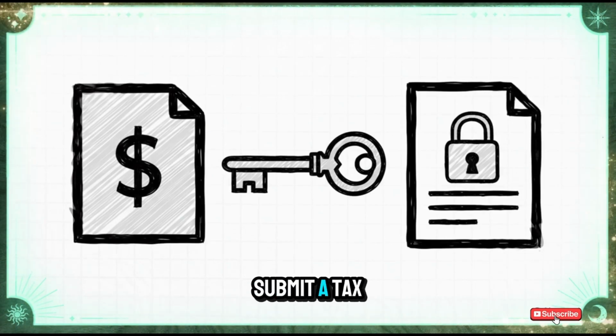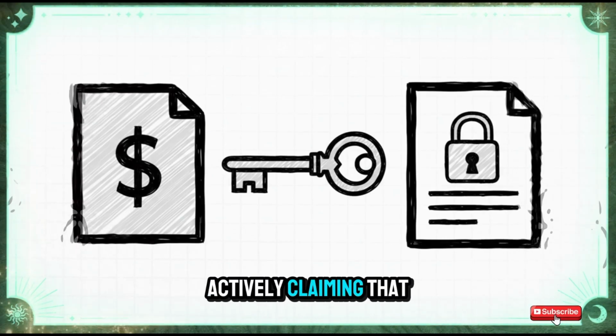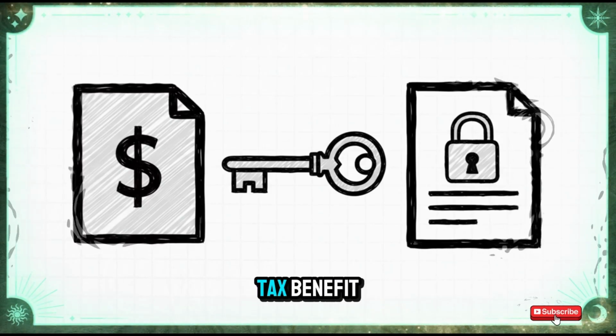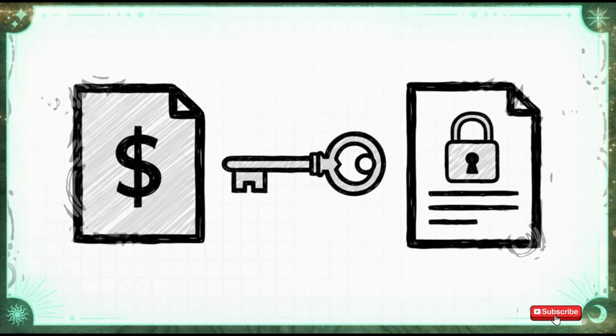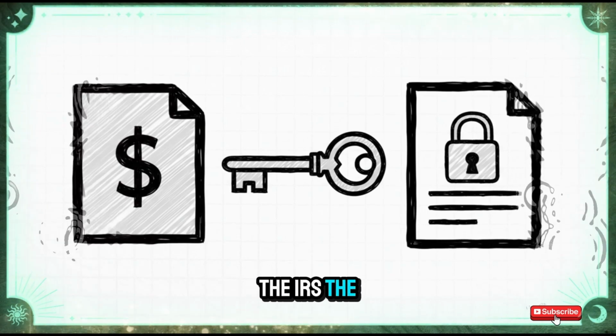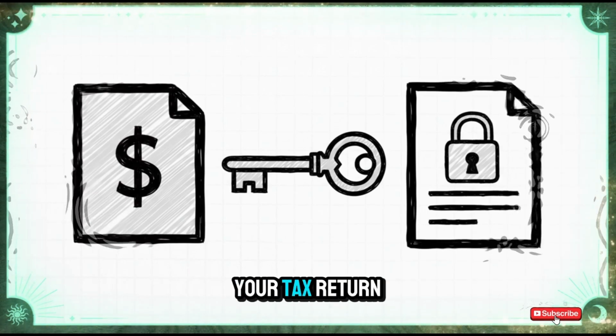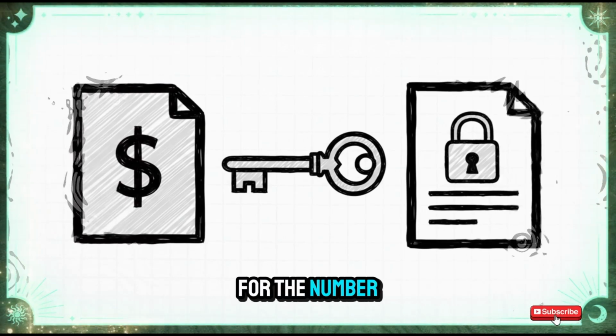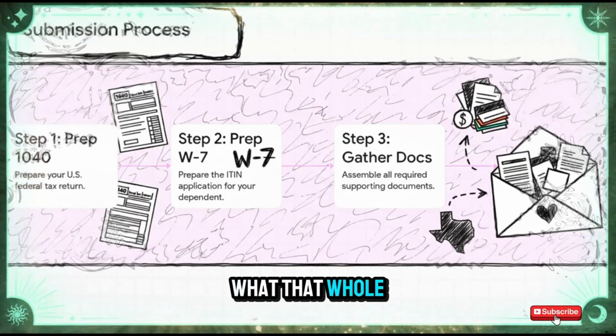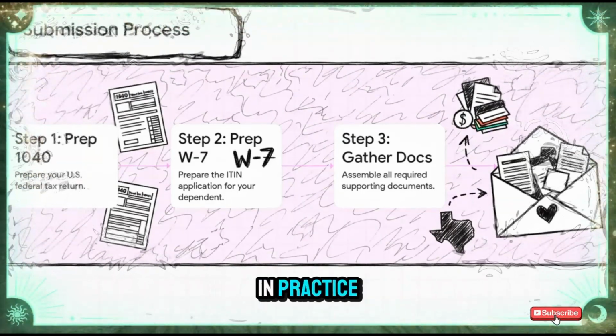So when you submit a tax return where you're actively claiming that dependent for an allowable tax benefit like the ODC, you're literally handing the IRS the justification they need. Your tax return proves the need for the number. So this is what that whole mechanism looks like in practice.